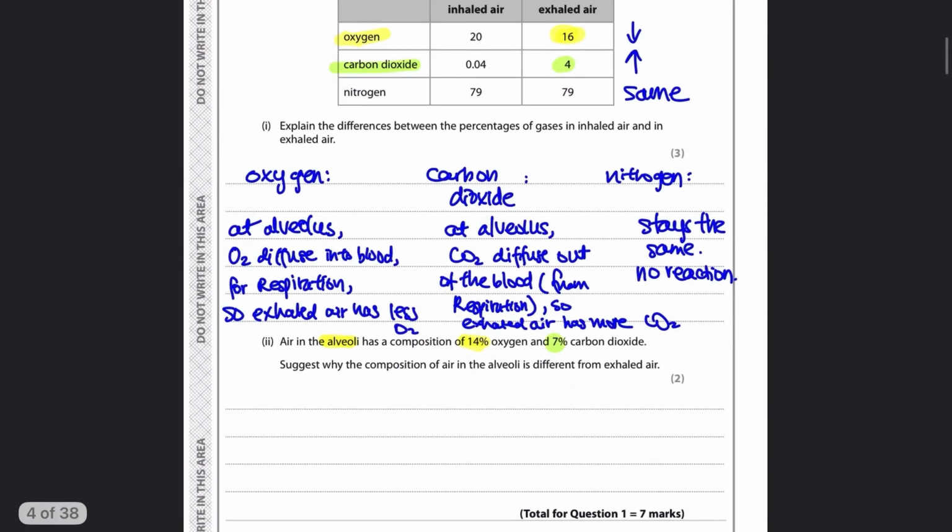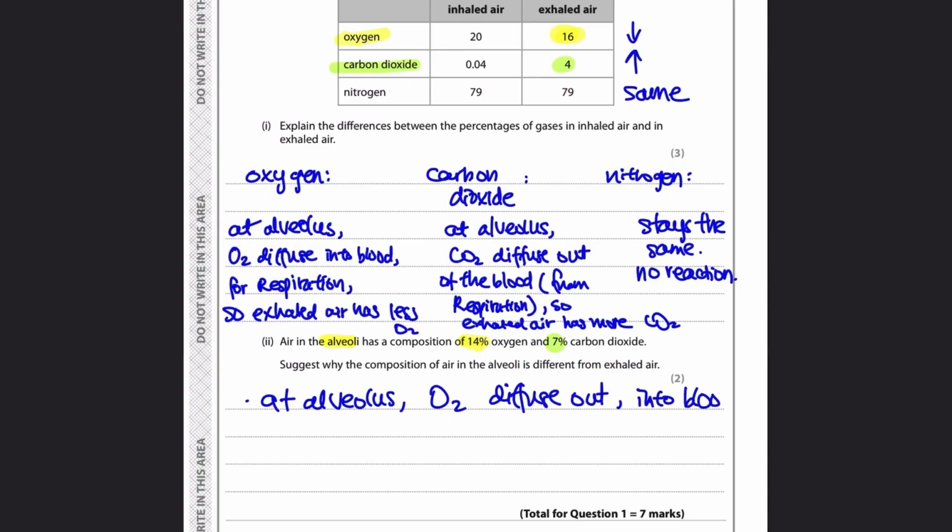So I'm going to put that down first. That's the first point. At the alveolus, oxygen diffuses out, right? Into the blood, diffuses out of the alveolus into the blood for respiration. So that's why it's only 14% at the alveoli, 14 instead of 16.